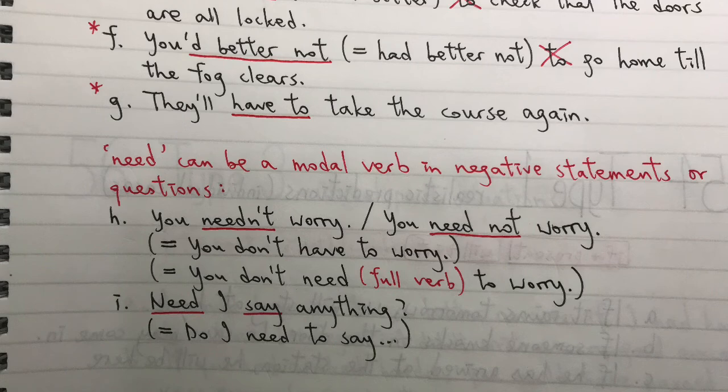You have to after that. In questions, you can say I, need I say anything? Need I say anything? That means do I need to say anything? So look carefully whether you're using a modal verb need or a full verb need. So again, may I remind you, the modal verb need cannot be applied to positive statements. You cannot say you need worry. No, you can only say you need to worry, in which case need is a full verb, a normal verb, rather than a modal verb.